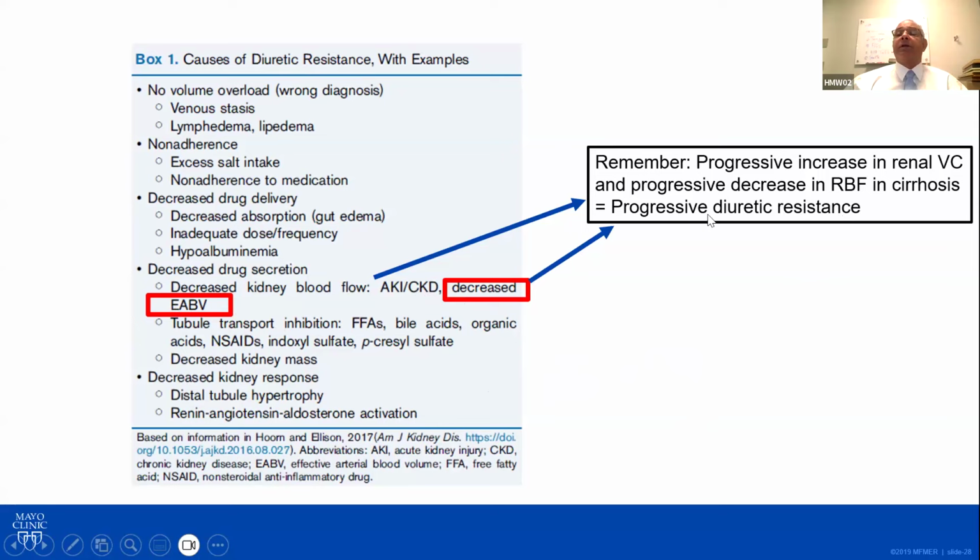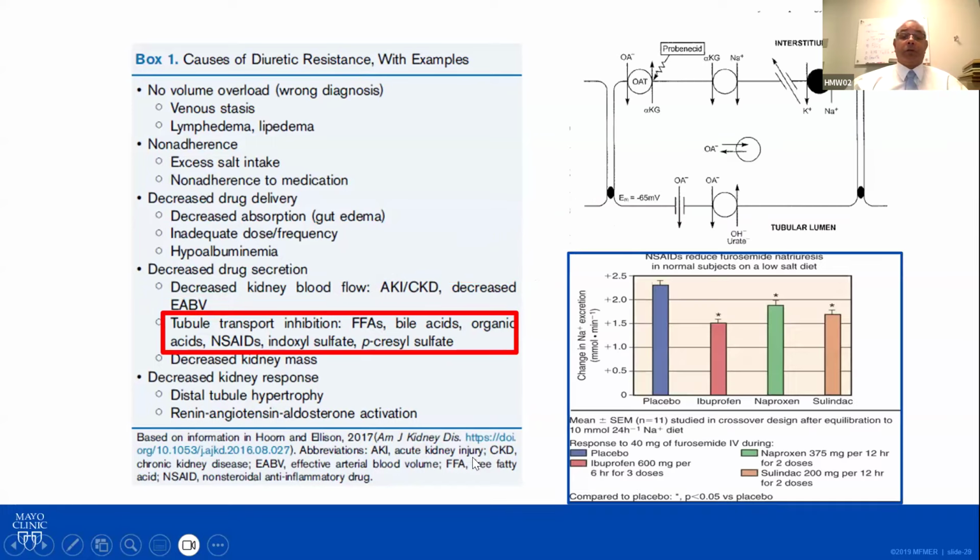So the end result, there will be a problem with diuretic management in this patient because there will be a progressive increase in renal vasoconstriction, a progressive decrease in renal blood flow as the disease progresses. And that means progressive diuretic resistance. So to avoid that, you have to treat really the underlying condition, which is the liver cirrhosis.